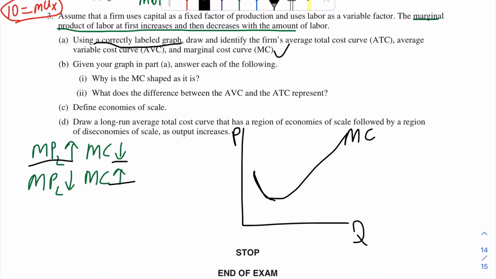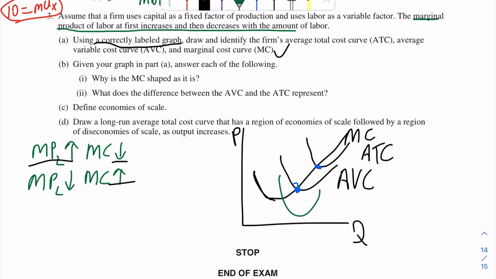Now we just need the ATC and the AVC. And as you know, those are two smiley faces. So there's your AVC, and here's your ATC. Remember that the average variable cost and the average total cost intersect at the bottom at the minimum point. So just get as close as you can to let them know that that's the minimum point. Don't do something like this because that doesn't make sense. Get as close as you can. And that's number 1. Good job.